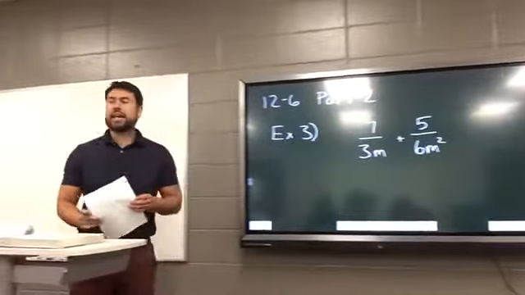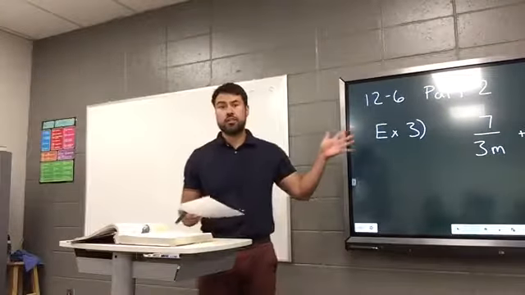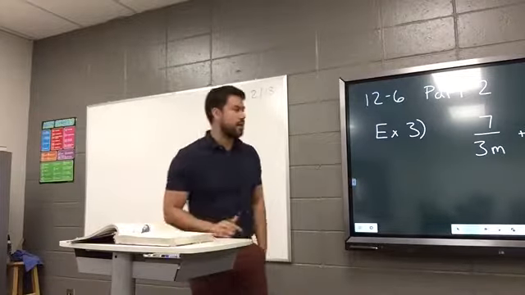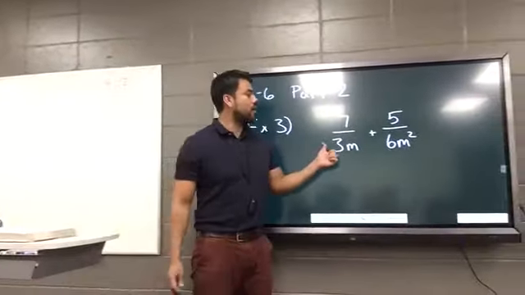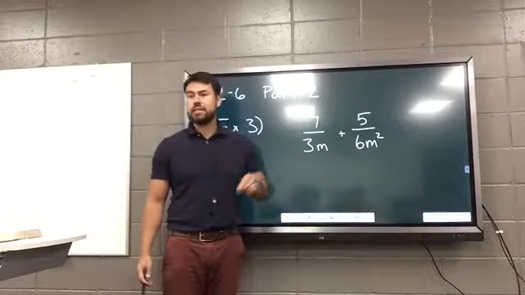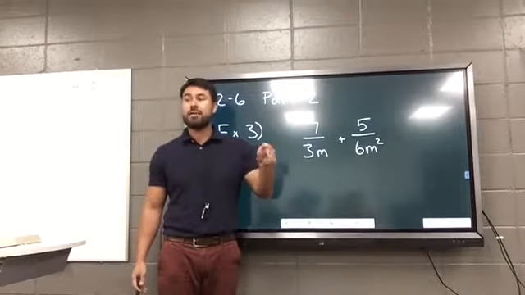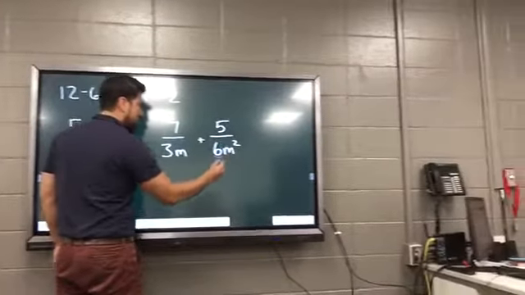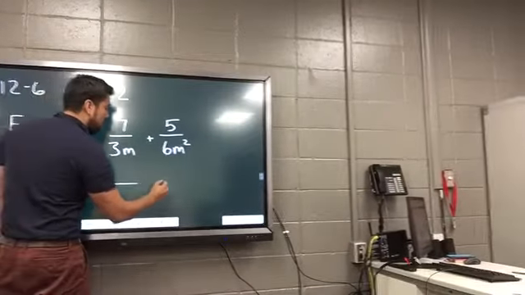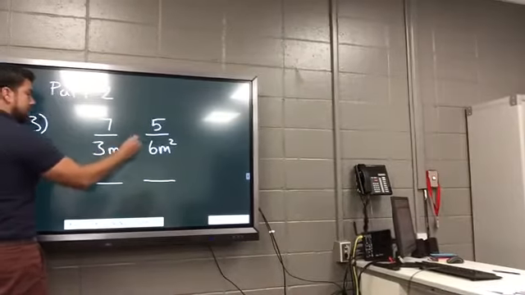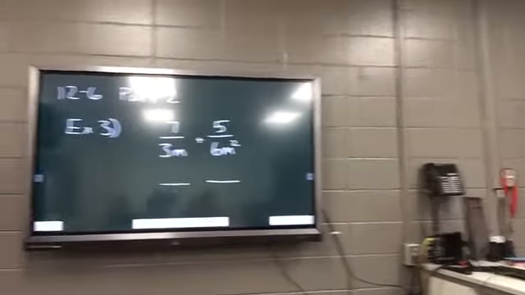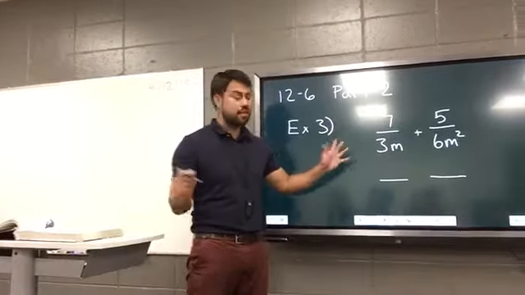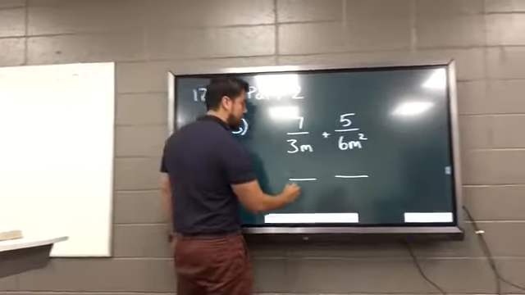Can I add these two fractions just the way they are? No. So yesterday what I had you do was get the LCD. What does LCD stand for again? Least common denominator, which means the LCM of the two denominators. What is the LCD of these two rational expressions? 6m squared. That's correct. If you didn't know, you can use your prime factorization.